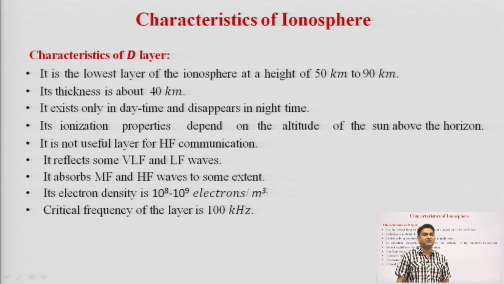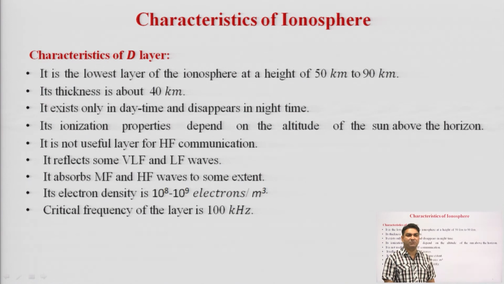As characteristics of D layer, it is the lowermost layer of the ionosphere, which is situated at the height from 50 kilometer to 90 kilometer from the earth surface. Its thickness is about 40 kilometer. It exists only during daytime and disappears at night time. Its ionization properties depend on the altitude and sun above the horizon. It is not useful for high frequency communication.